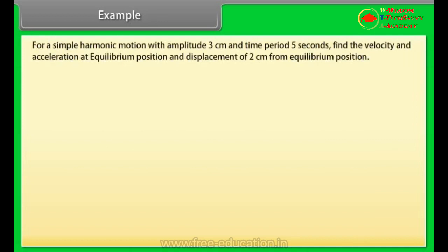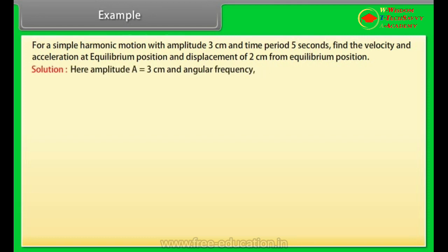Example. Let us take an example of velocity and acceleration in simple harmonic motion. For a simple harmonic motion with amplitude 3 cm and time period 5 seconds, find the velocity and acceleration at equilibrium position and displacement of 2 cm from equilibrium position. Let us see the solution.